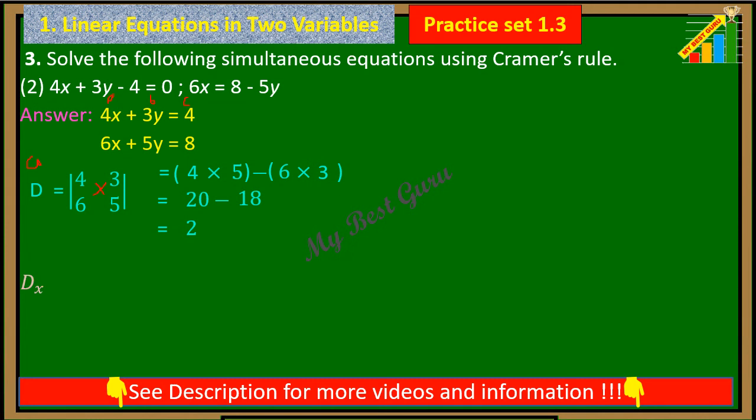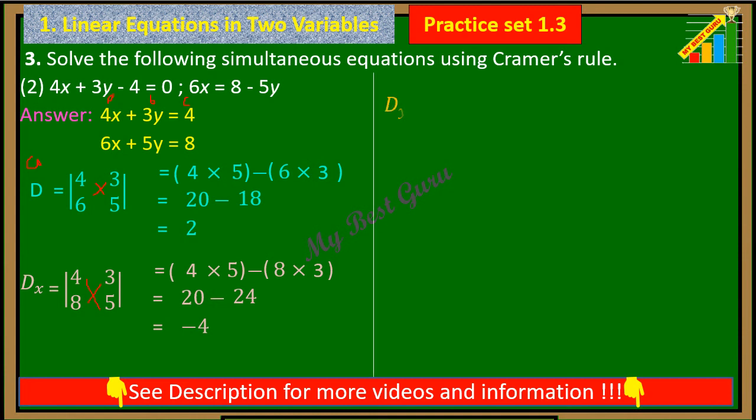Now we will go for d of x. D of x is equal to, we have to take C and B. So C is 4, 8 and for B it is 3 and 5. Then cross multiply these two. So it is 4 multiplied by 5 minus 3 multiplied by 8. So 4 multiplied by 5 is 20 minus 8 multiplied by 3 is 24. So 20 minus 24 is minus 4. The sign of the greater number is minus.